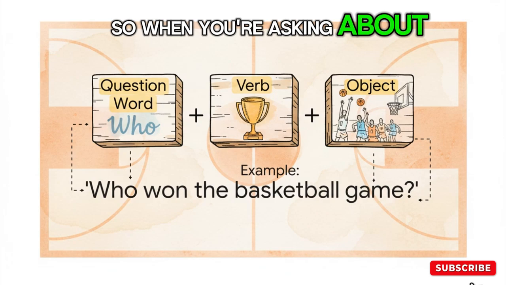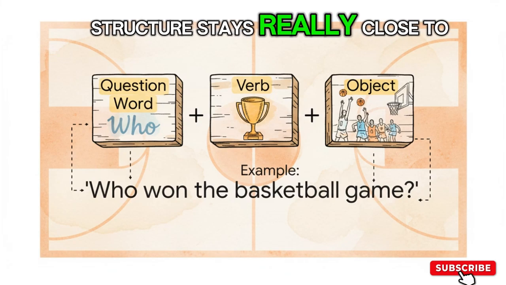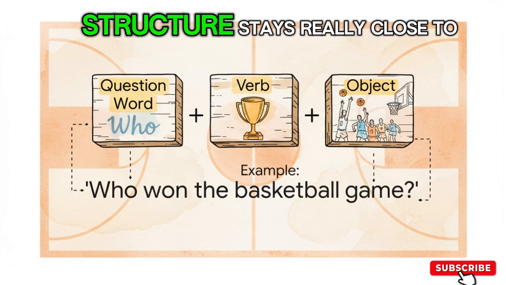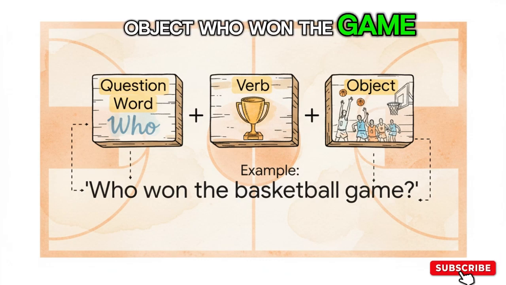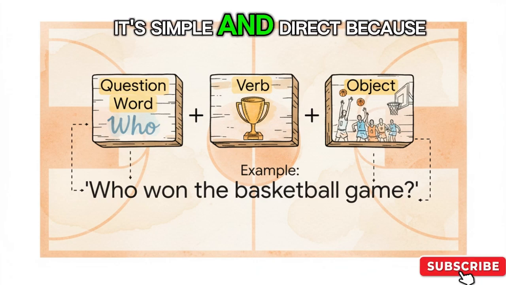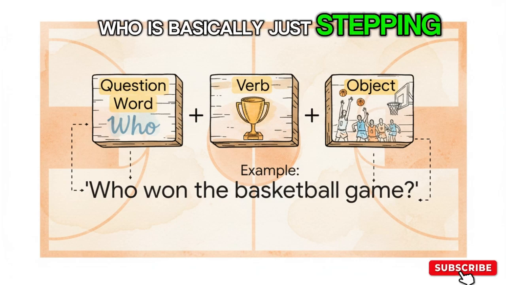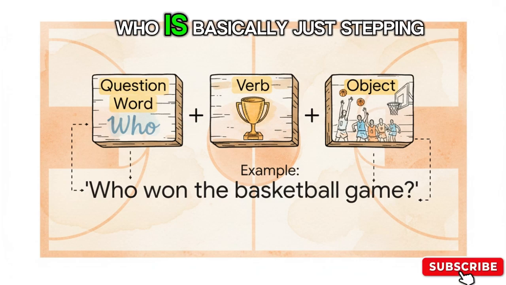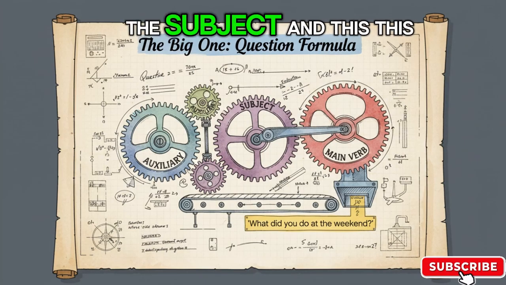So when you're asking about the subject, take a look at how the structure stays really close to a normal sentence. Question word, verb, object. Who won the game? It's simple and direct because that question word, who, is basically just stepping in to take the place of the subject.